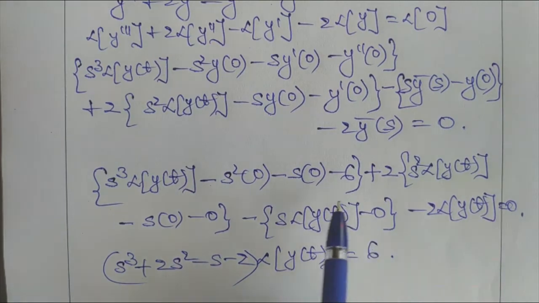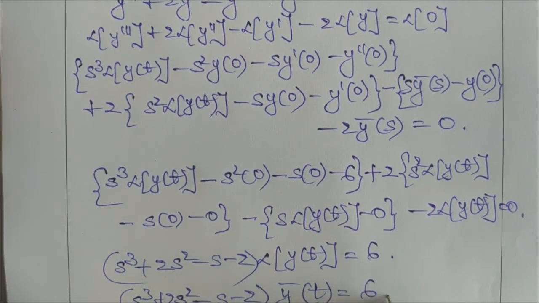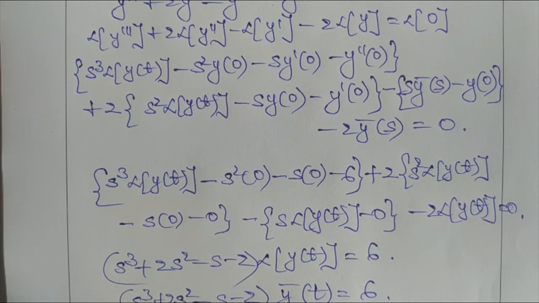You bring this minus 6 to this side as plus 6. Then s cube plus 2s square minus s minus 2 into Laplace of y of t, which we can also write as y bar of t, is equal to 6. So y bar of t is equal to 6 divided by s cube plus 2s square minus s minus 2.